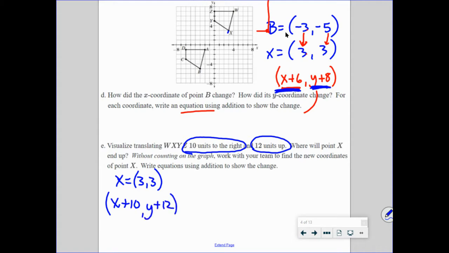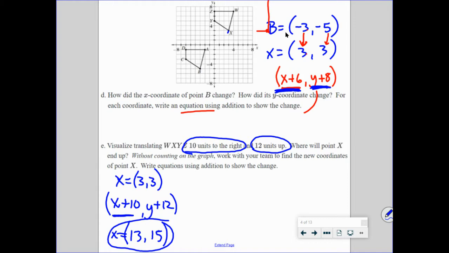So can't I just do 3 plus 10? The new coordinate would then be 13 for X because I add 10. And the new coordinate for Y would be 15 because I add 12 to 3. And this right here should be my new coordinate. And write an equation using addition to show the change.